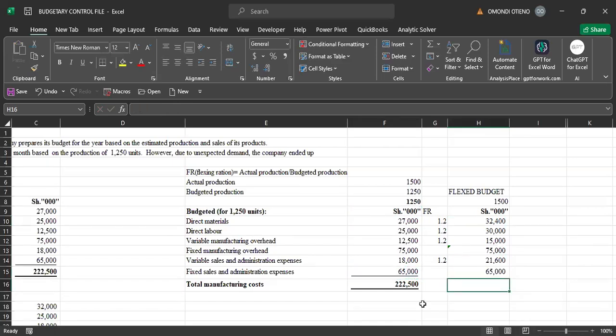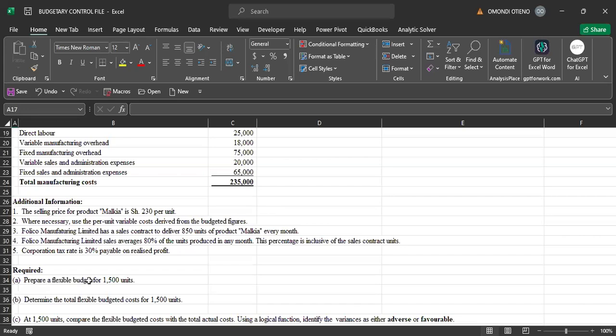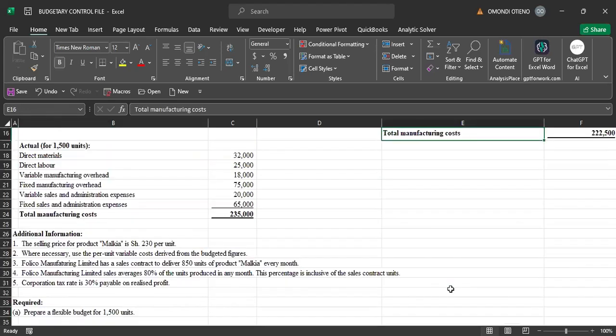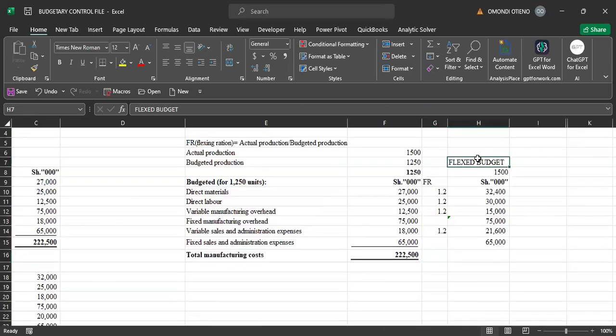That's what you are required to do. Let's see what you are required to do. Part 1. Prepare a flexible budget for 1,500 units. That's what we've actually done here. We've been able to come up with a flexed budget for 1,500 units. So with that, we can actually get the total cost.